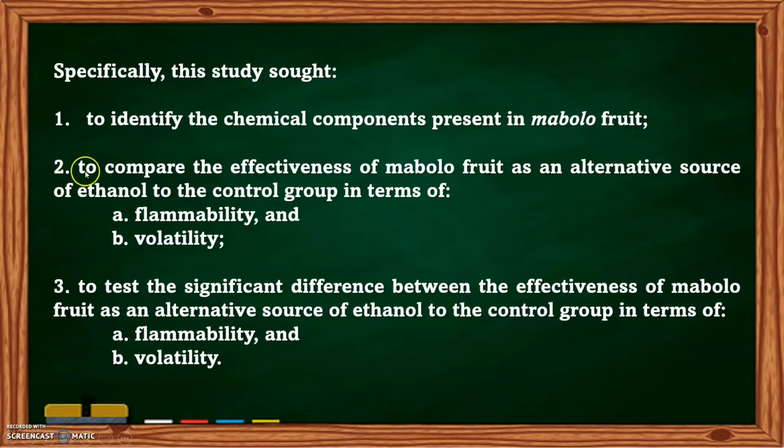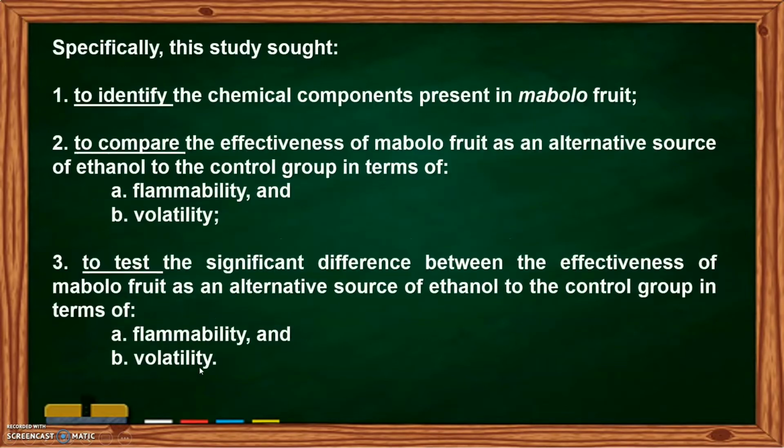Second objective, to compare the effectiveness of mabolo fruit as an alternative source of ethanol to the control group in terms of flammability and volatility. And the third one, to test the significant difference between the effectiveness of mabolo fruit as an alternative source of ethanol to the control group in terms of flammability and volatility. Okay, paano sinulat ang specific objectives?